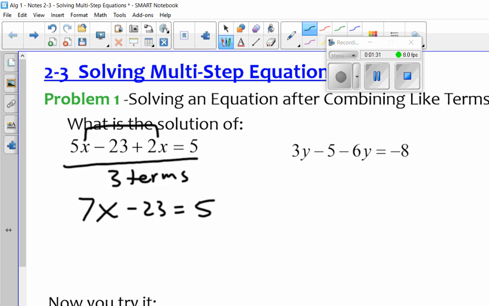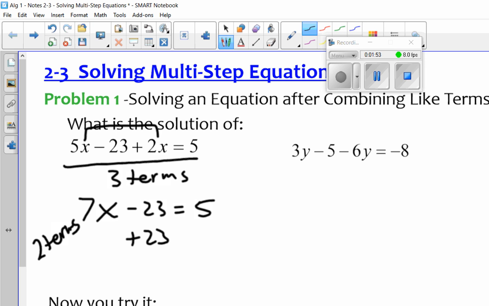Okay, so I put some like terms together. Now I've got 2 terms left on the left-hand side. Okay, let me write that a little bit here. Sorry, trying to squish it in there. I have 2 terms left. All right, so now we're back to the last section where we look at the operation of subtraction.